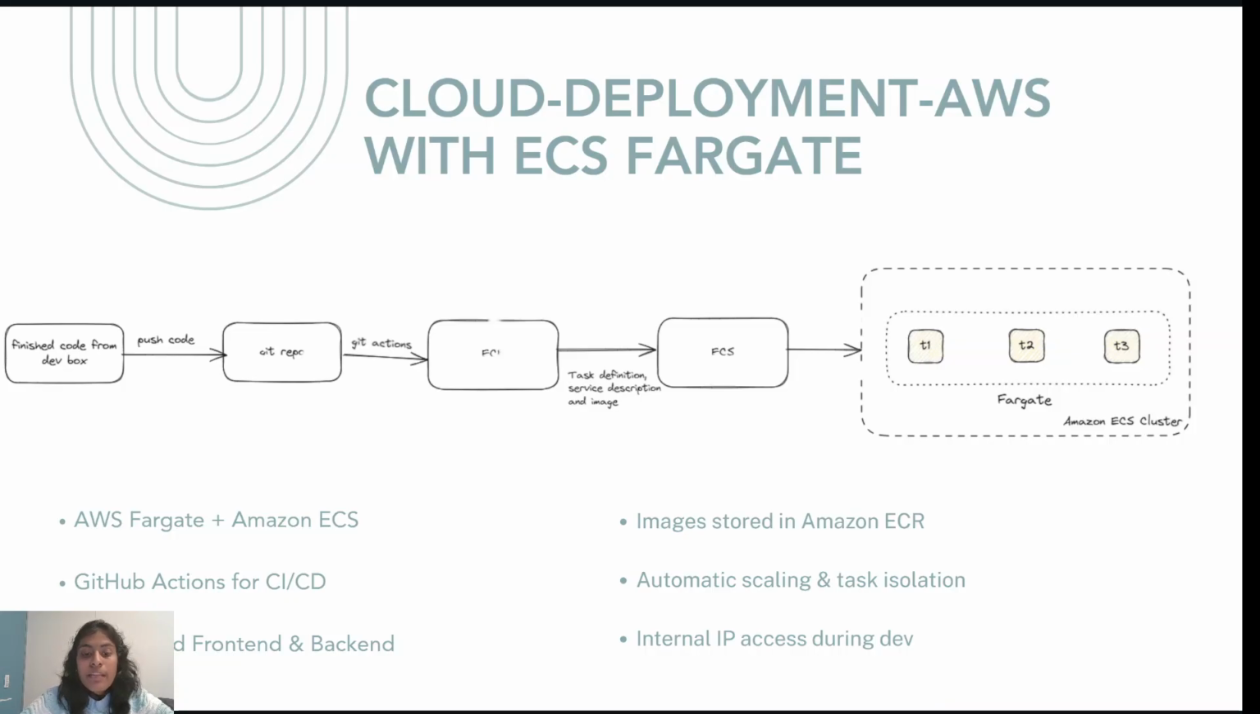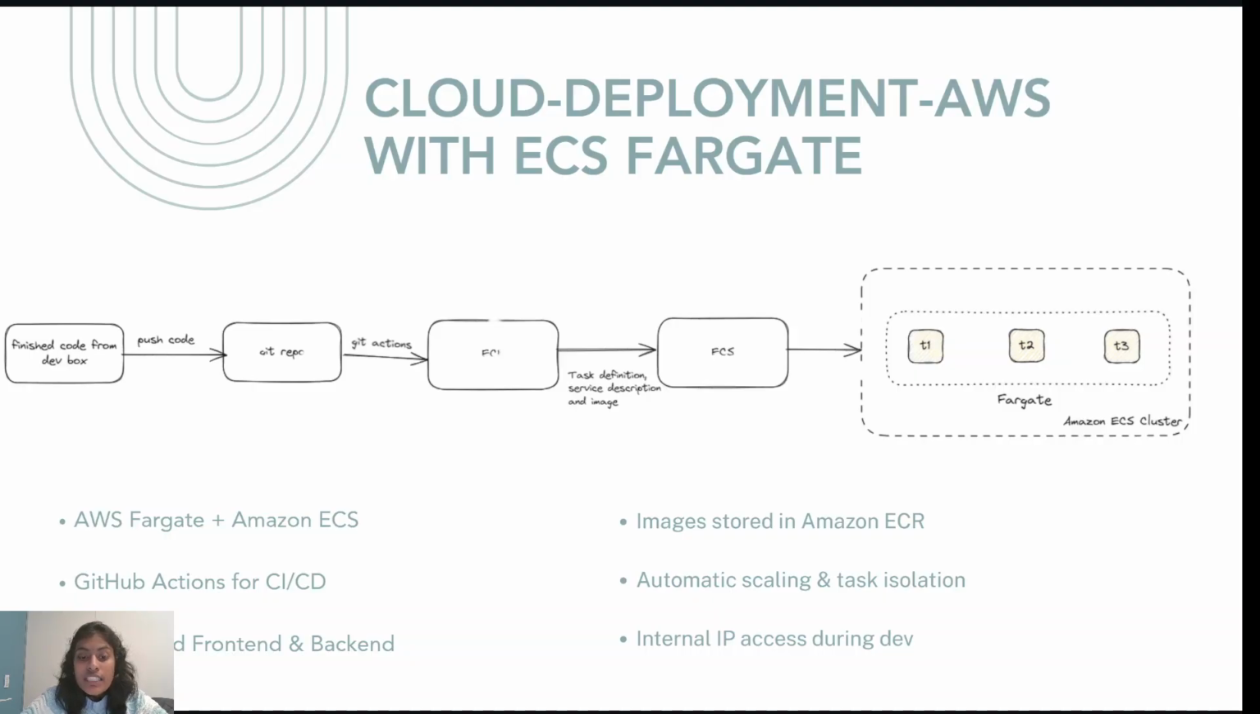The deployment pipeline begins when code is pushed to our GitHub repository. We have set up GitHub Actions to handle continuous integration and deployment. Every push automatically triggers a workflow that builds Docker images for both the frontend and backend. These images are published to Amazon ECR, where they are versioned and stored. We also define task definitions and service configurations, which ECS uses to deploy and manage the application.